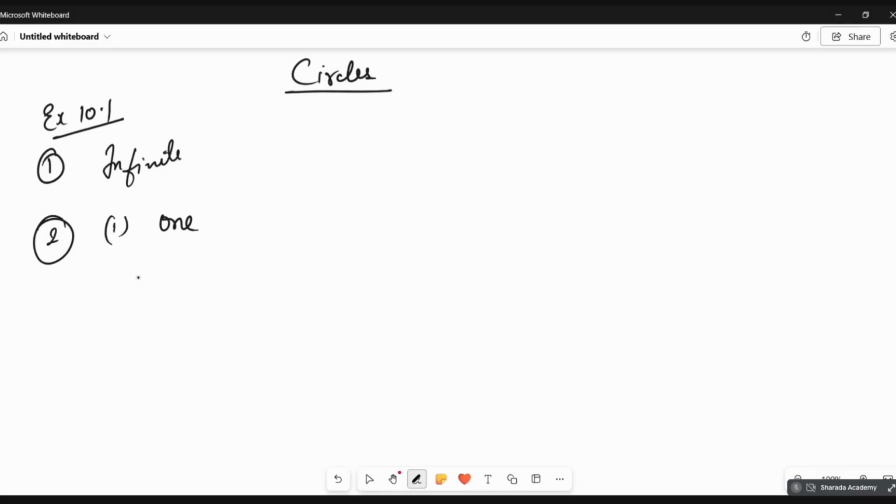Okay. Second one. A line intersecting a circle in 2 points is called secant. Yesterday we studied, right? Correct. Secant. Third one.